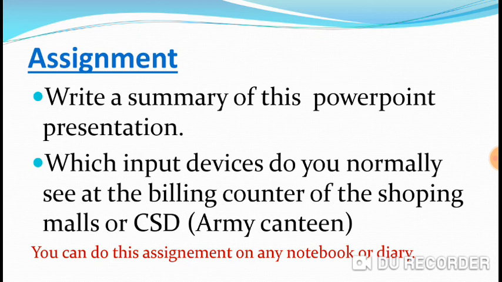And here is your assignment. Please do this assignment on any rough notebook or diary if you don't have a computer notebook with you. And children, you can also use your last year's notebook for doing your computer work.